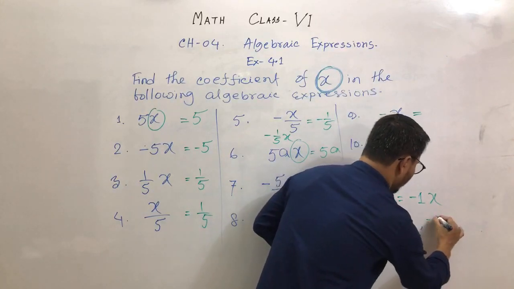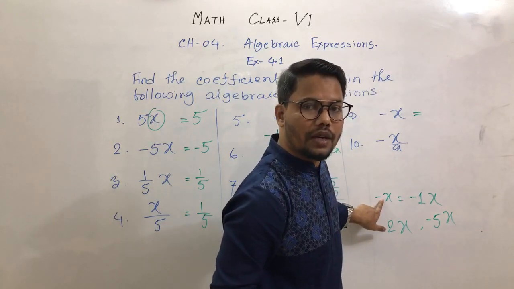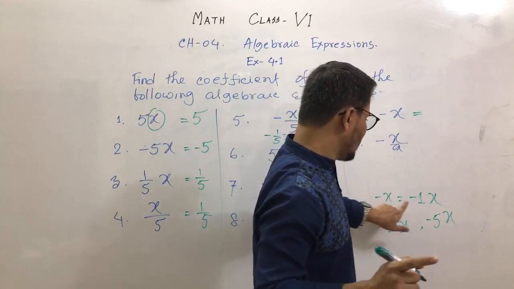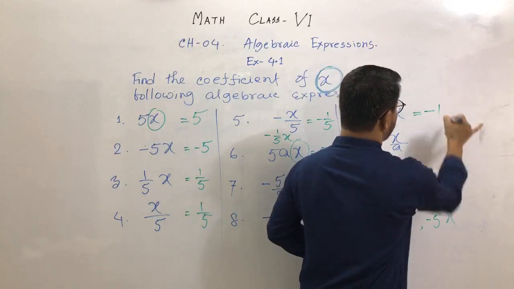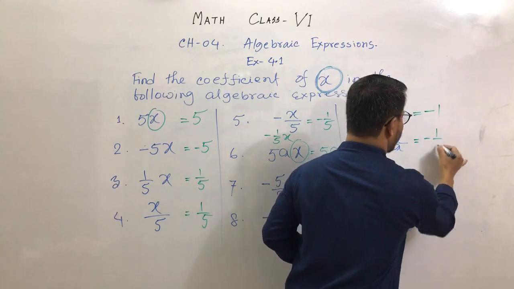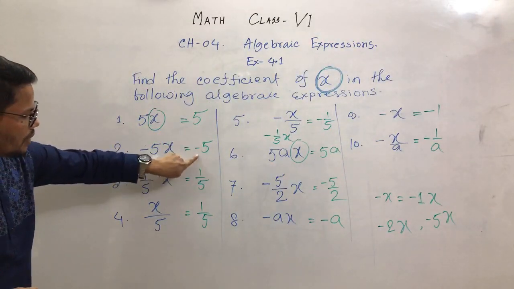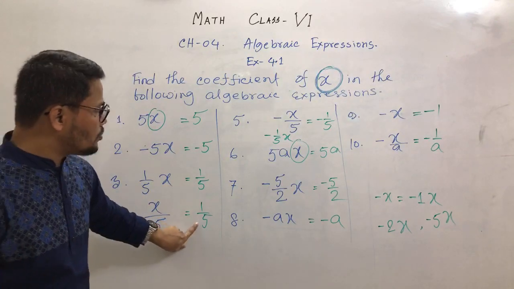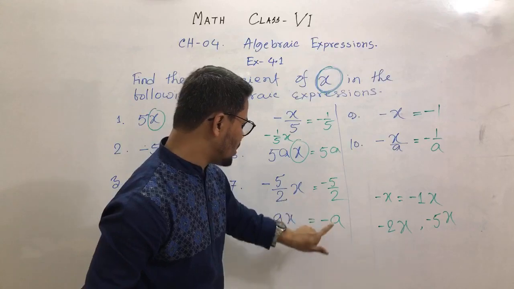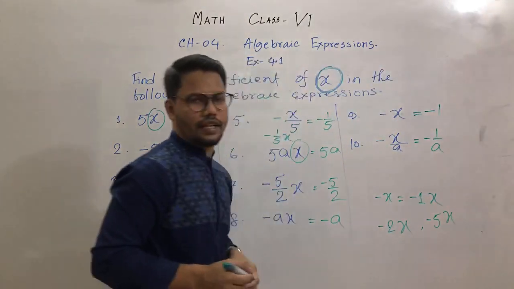Here minus 5x, there is no numerical visible number, so there is an invisible 1, the invisible 1 times. So now the coefficient is minus 1. Here the coefficient is minus 1 by a. So this is the first question. Answers: 5, minus 5, 1 by 5, minus 1 by 5, 5a, minus 5 by 2, minus a, minus 1, and minus 1 by a.